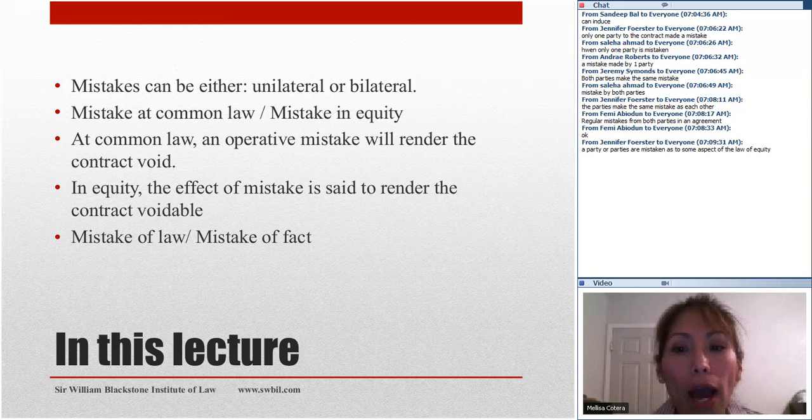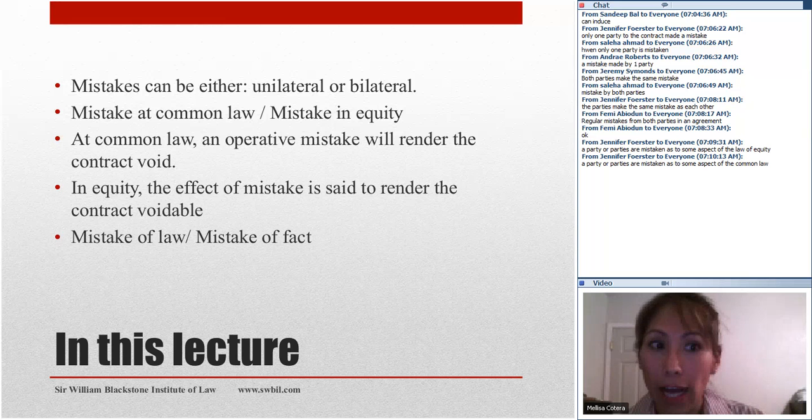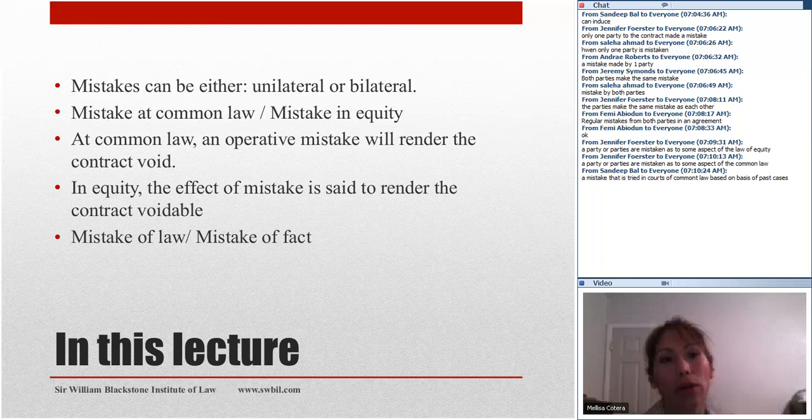And what do you think is a mistake at common law? And what does it bring? A party or parties are mistaken as to the common law, yes, that's correct. When a mistake at common law happens, we can say that an operative mistake will render the contract void. A mistake is operative when, because of the mistake, no contract has been created. In these cases, the courts are reluctant to find an operative mistake.